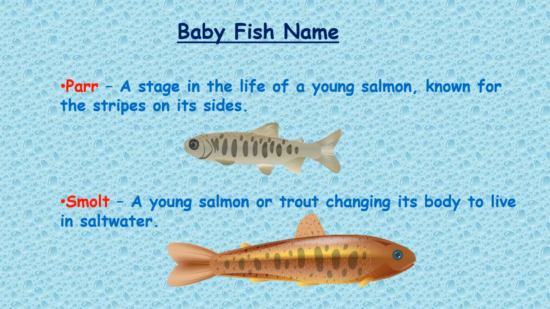Next is parr. Parr is a stage in the life of a young salmon known for the stripes on its sides. We call it parr. Next is smolt. Smolt is a young salmon or trout changing its body to live in salt water.